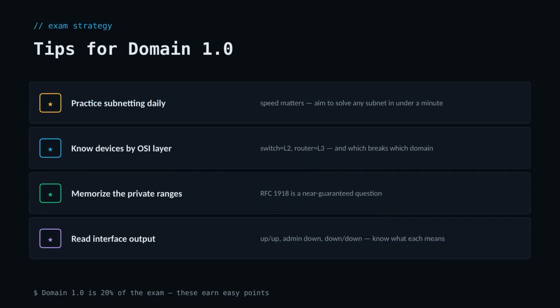Now, some exam strategy for Domain 1.0. Subnet daily. The speed is the difference between finishing the exam and running out of clock. Know your devices by layer. A switch lives at L2, a router at L3, and you should know exactly which one breaks a broadcast domain. Expect an RFC 1918 question and be able to read interface status at a glance. Up/up, admin down, down/down, all tell different stories. Domain 1.0 is 20% of your score. These are easy points if you put the reps in.